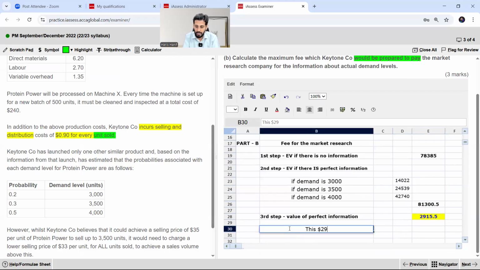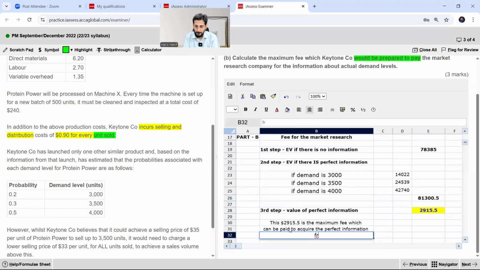So this $2915.5, or call it 2196, is the maximum fee which can be paid to acquire the perfect information from the market research company.